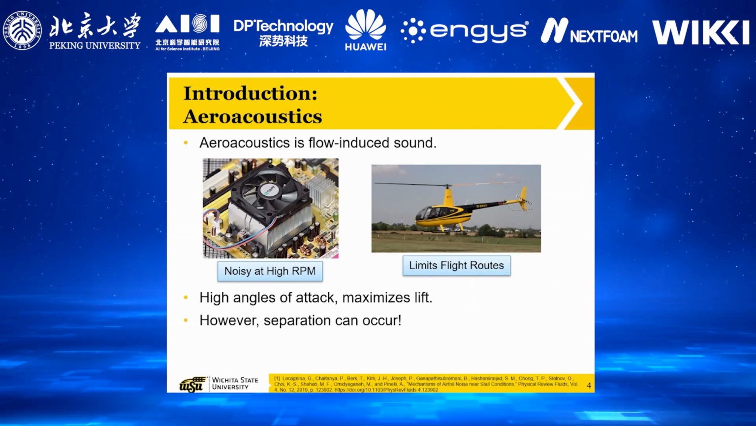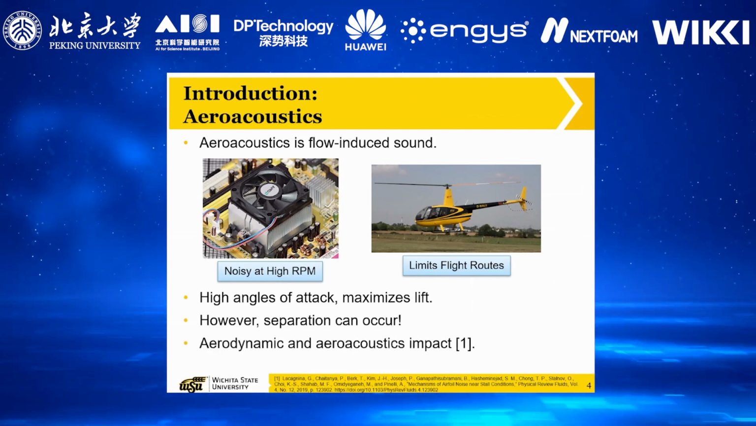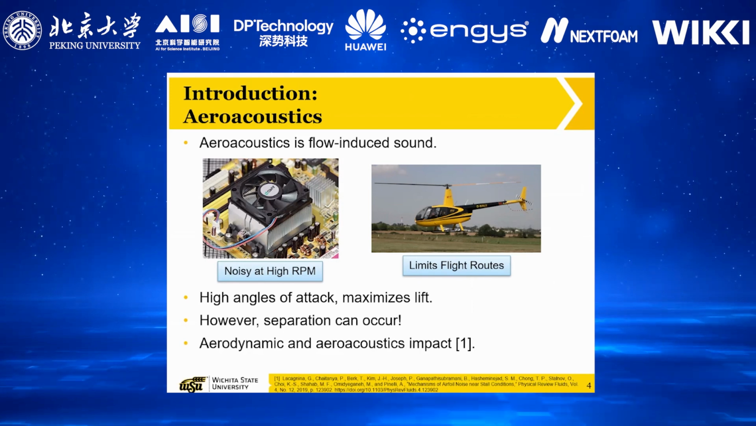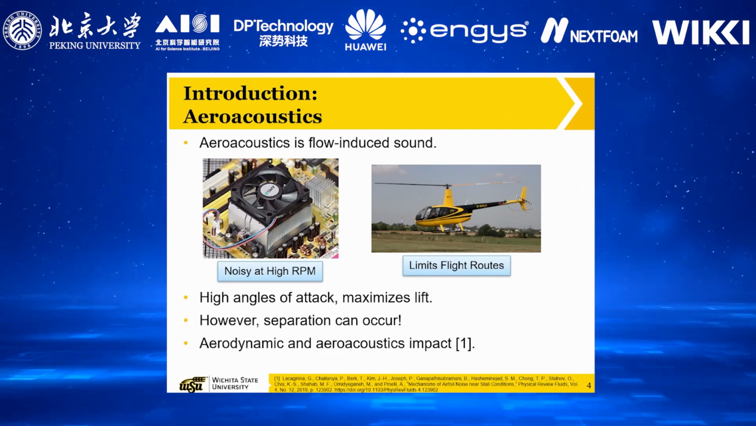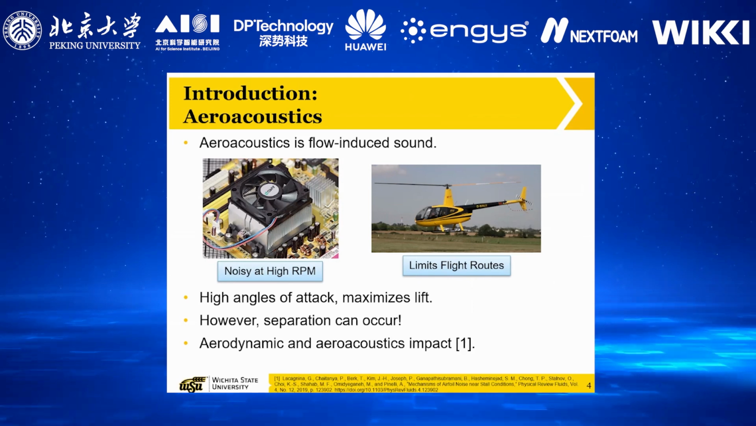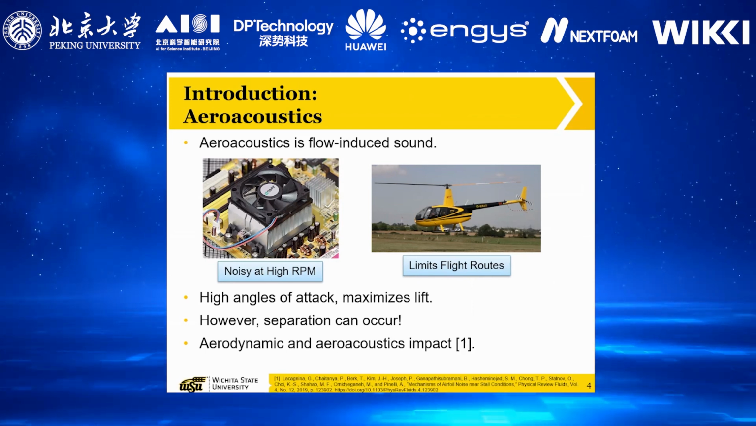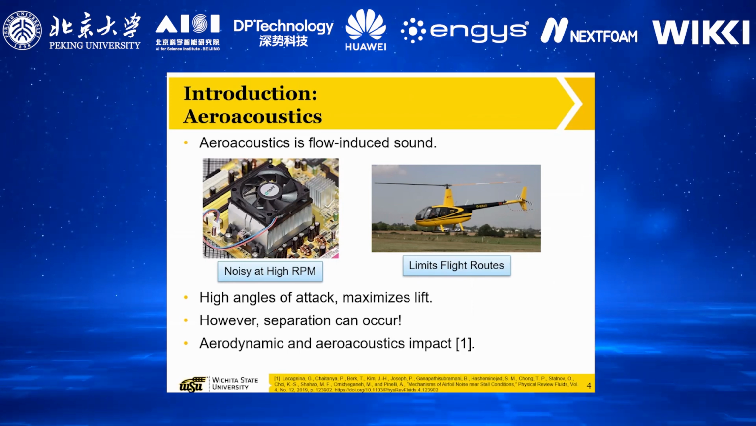However, the flow can unintentionally separate. And because of this, we can actually get an aerodynamic impact as well as an aeroacoustic impact. And Lacaniga was one of the first people that looked into this. And he proposed three mechanisms. It's all to do with the shear layer. And if you'd like to read more, I invite you to look at his original paper.